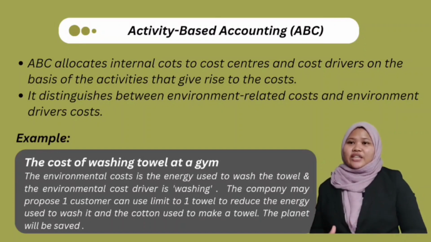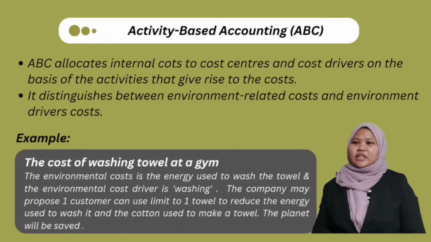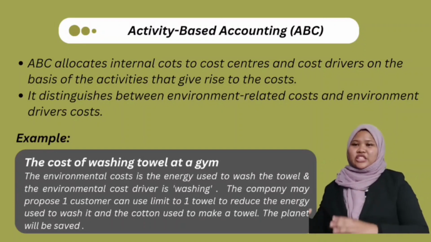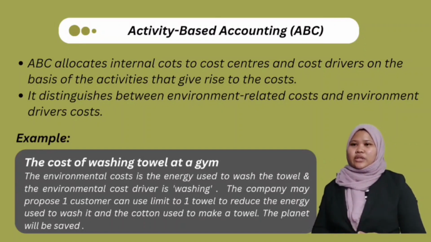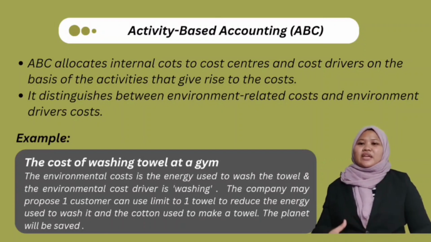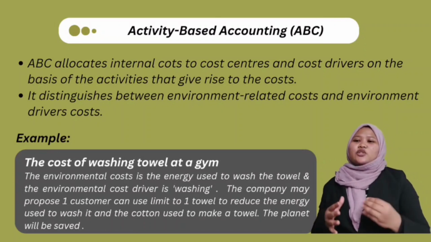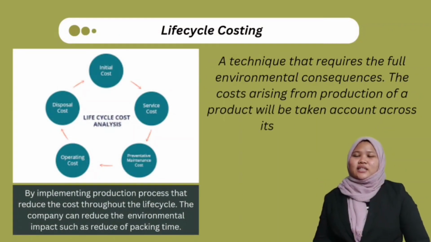For example, one activity at a gym is washing towels. Washing towels can give rise to cost because it requires staff to collect, deliver, wash, and pick up the towels. Therefore, the environmental costs relating to this activity may be high, such as the energy used to power the washing machine. Thus, the company can take the initiative to limit the use of towels, from 2 pieces per customer to 1 towel per customer only. This will implement an environment-friendly system that can reduce the impact on the planet as well as improve the relationship with the customers.